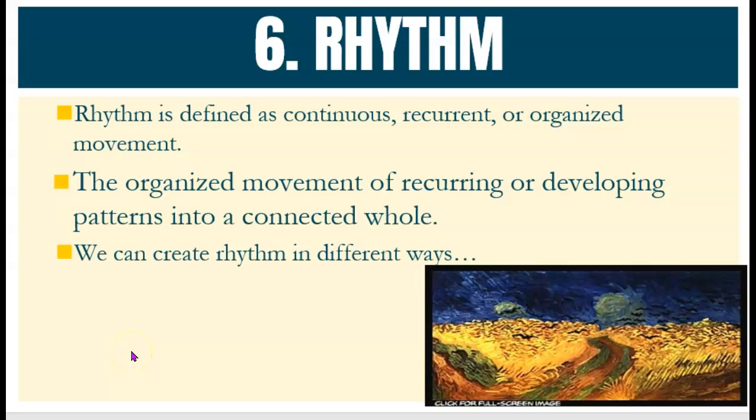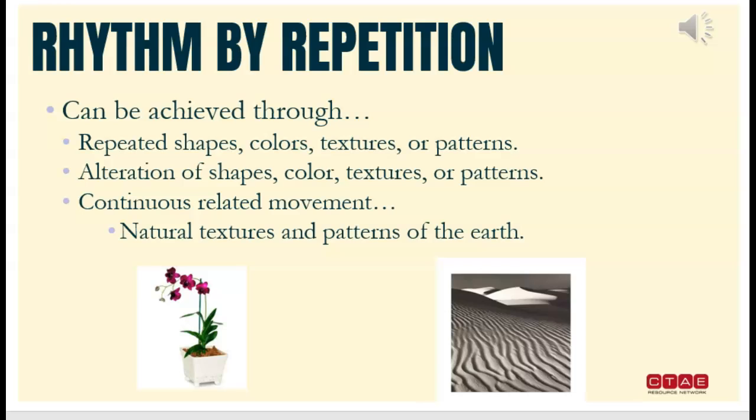Rhythm is defined as a continuous, recurrent, or organized movement. It is developing patterns into a connected whole. We can create rhythm in so many different ways. By repetition, this is achieved through repeated shapes, colors, textures, or patterns. Alternation of shapes, colors, textures, patterns, and continuous movement of natural textures and patterns of the earth. So the Sahara Desert has the texture of repeated patterns. An orchid lily has repeated patterns.